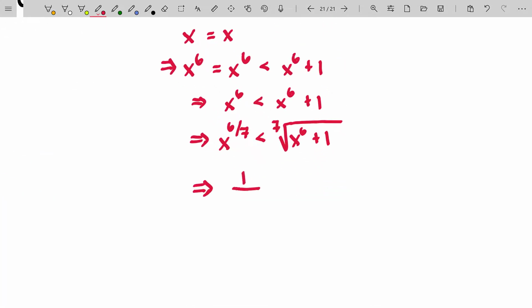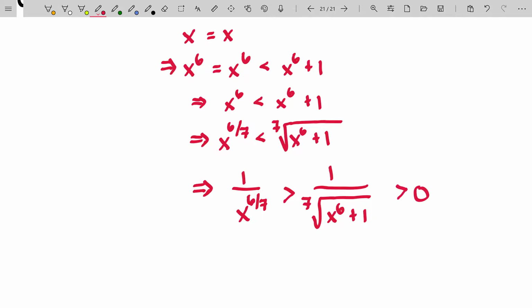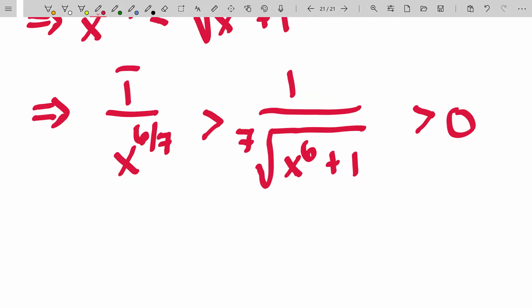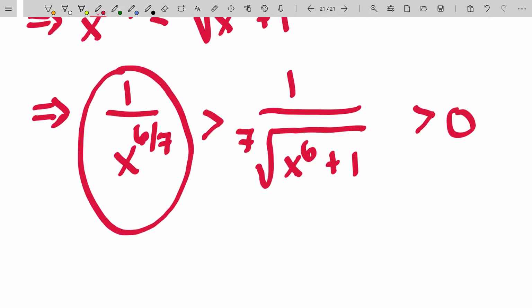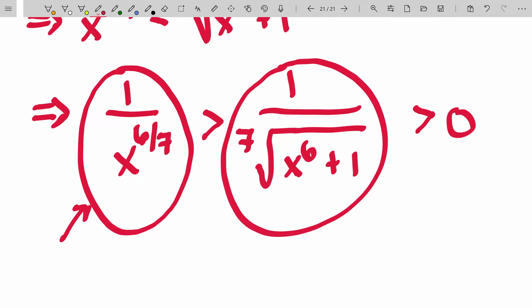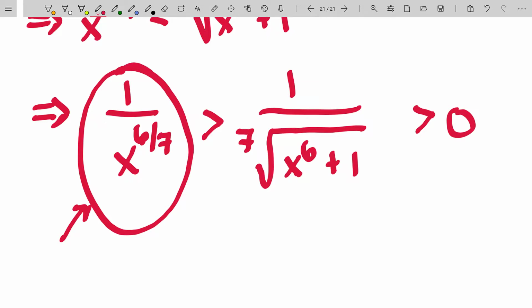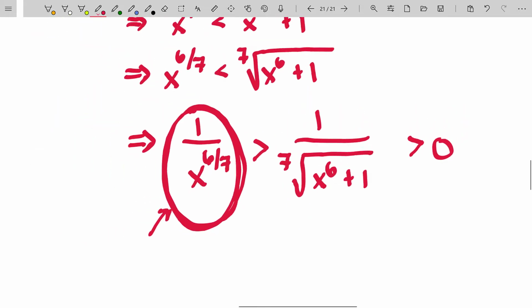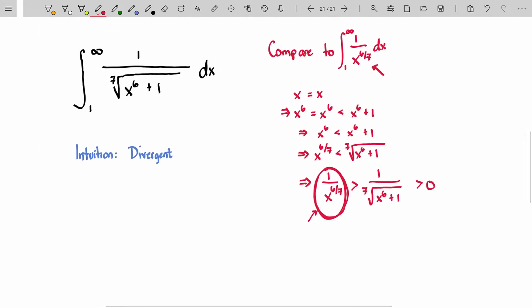When you take the reciprocal of both sides, you get 1 over x to the 6 over 7 is greater than 1 over the seventh root of x to the sixth plus 1, which by the way is greater than 0. But that's not going to help us out because we wanted to use the divergence of the area underneath this curve to force the divergence of the area underneath this curve. However, divergence of a function above says nothing about the convergence or divergence of a function below. So we're sort of stopped here. We stare at this and we just don't know what to do.